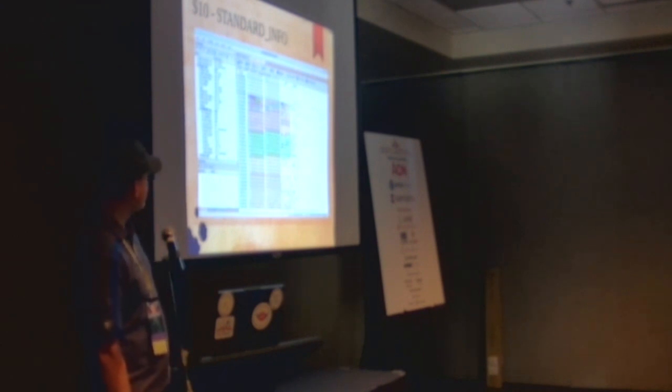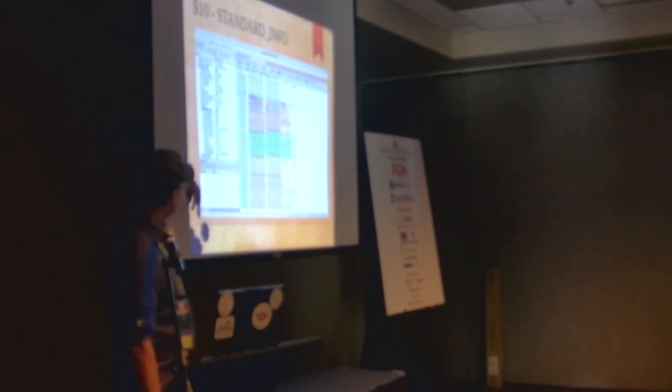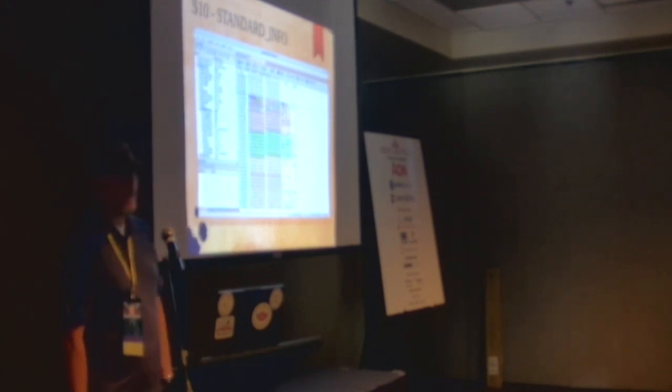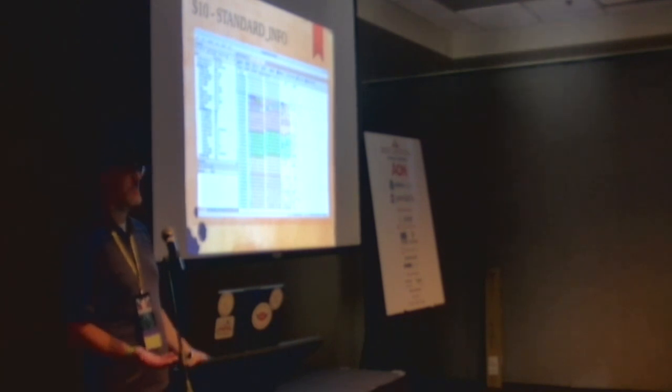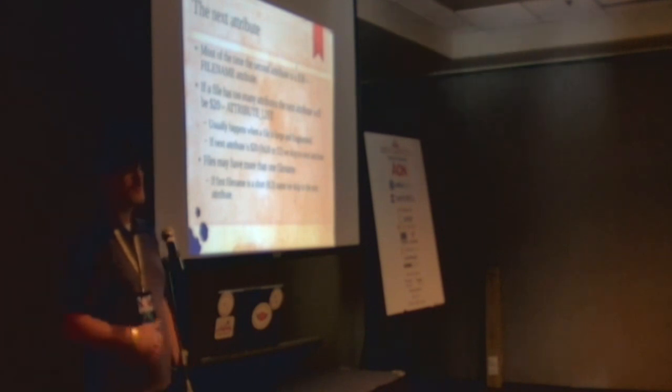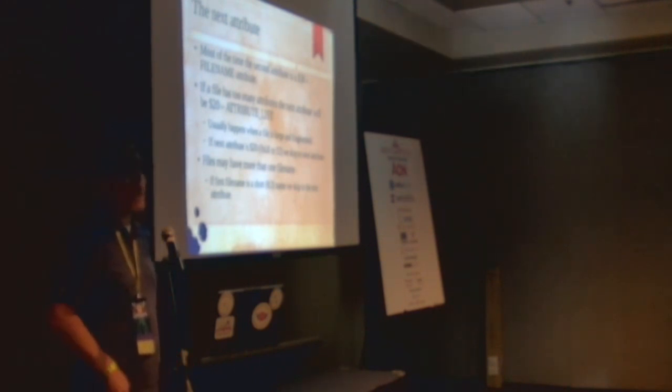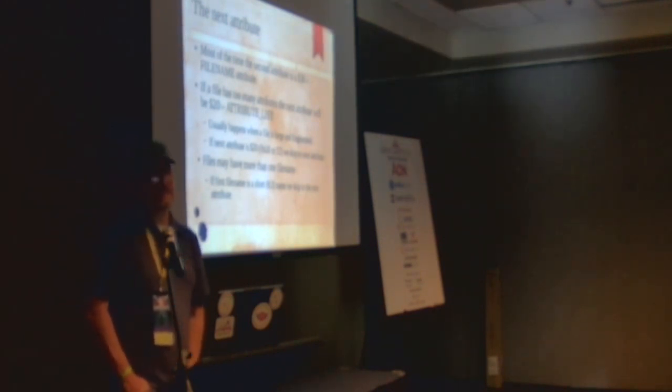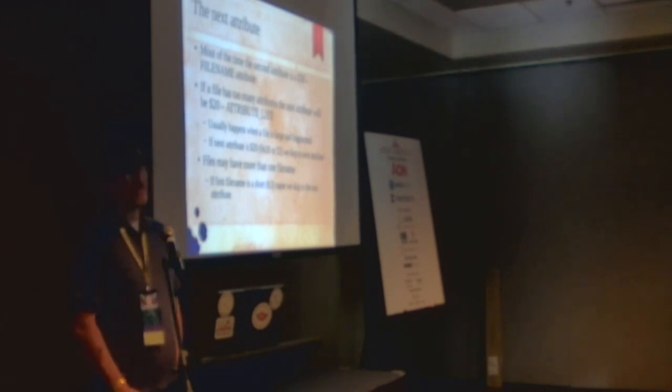So we have those timestamps, our file permissions, and we have a couple of fields that we don't really use anymore. And that's kind of it, right? So that's our standard info. Again, fixed size. Now, what's the next attribute? Next attribute, most of the time, is going to be a file name, $30. Again, these are stored in numerical order.